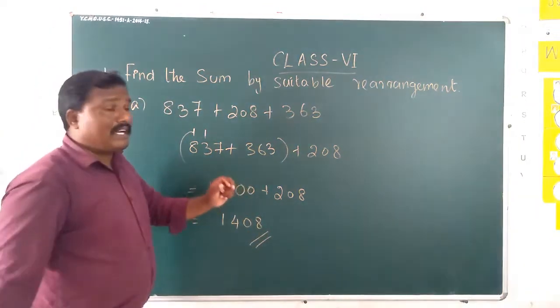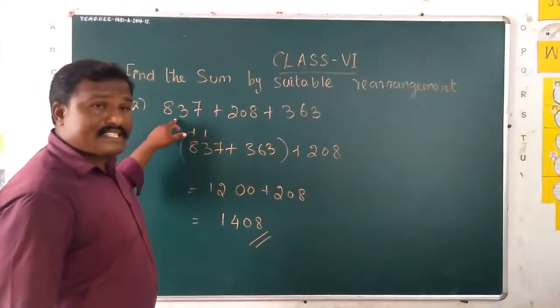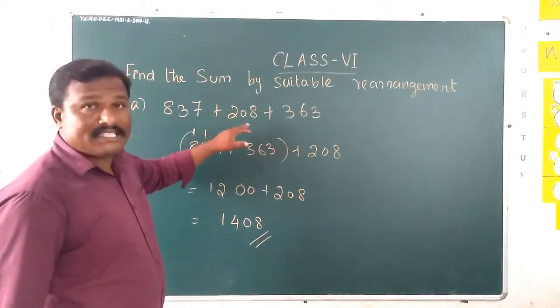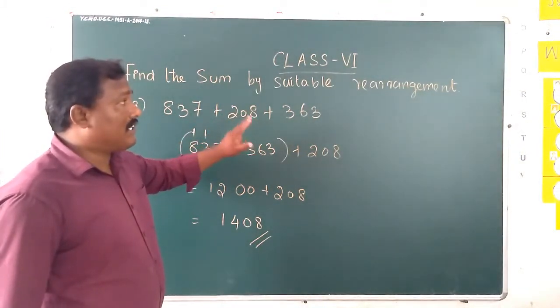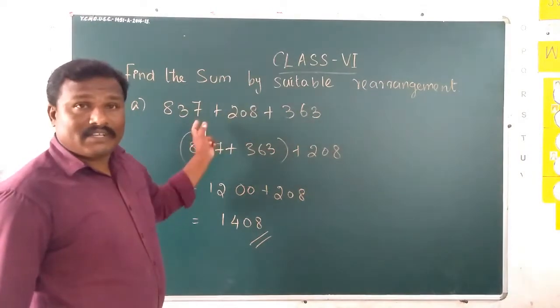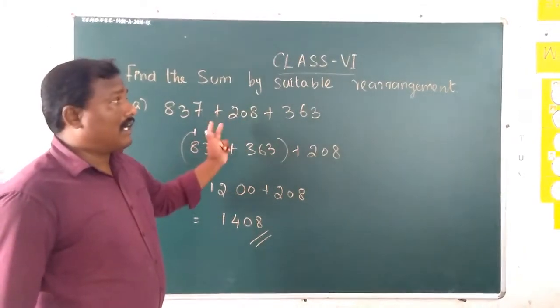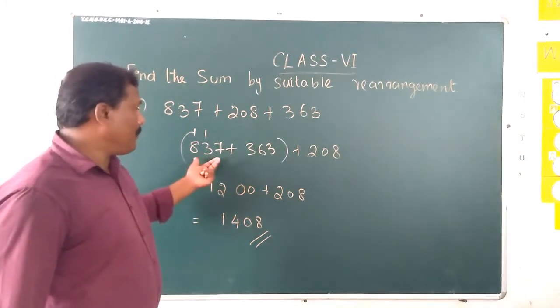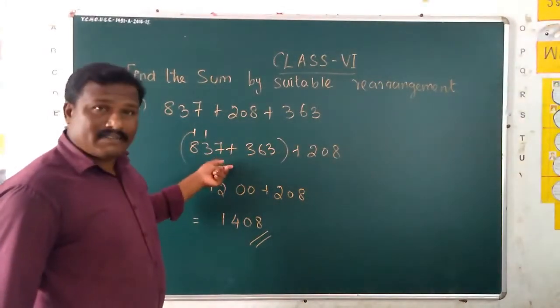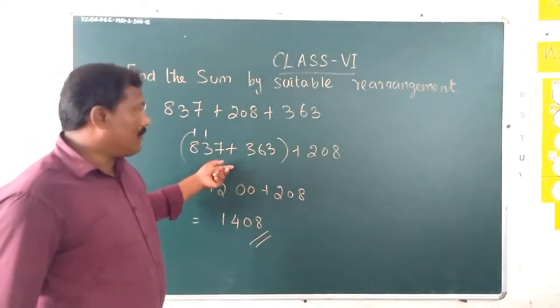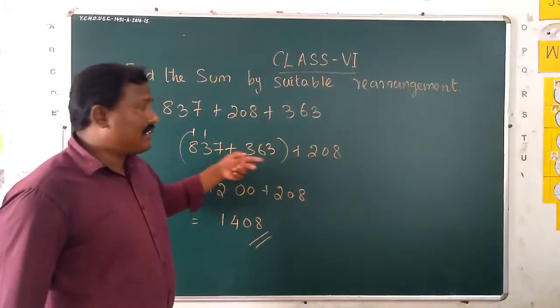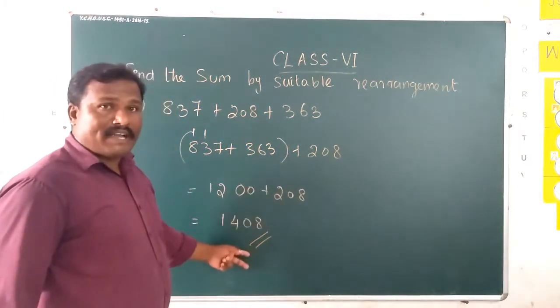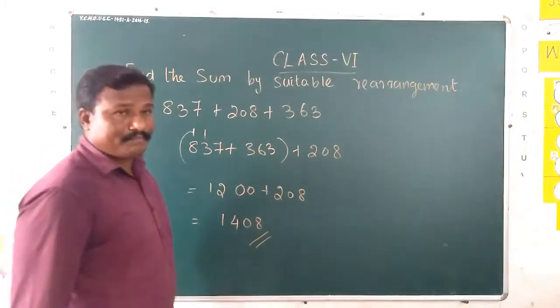So what I did: they gave a sum like this, and we need to add these numbers. So I rearranged the given numbers, then I added them easily, because 7 plus 3 is 10, we can add easily. First I add this one, then second I add this one. So finally I get the result. Okay.